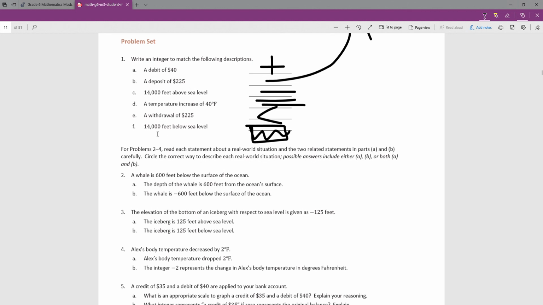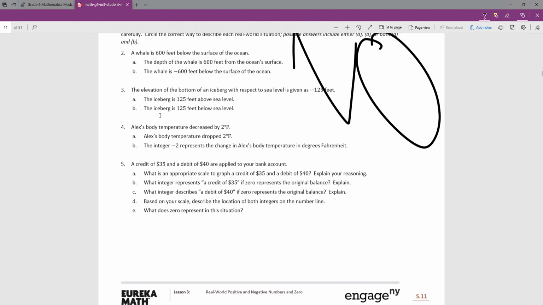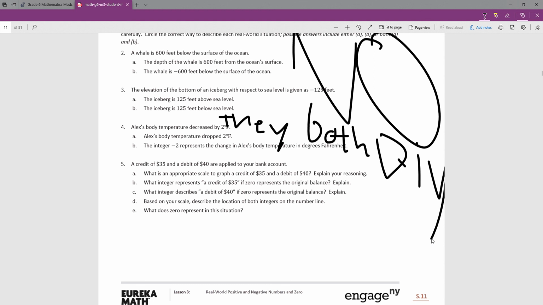For problems 2 to 4, read each statement about a real-world situation and the two related statements in part A and B carefully. Circle the correct way to describe each real-world situation. A whale is 60 feet below the surface of the ocean. No. The iceberg is 20. Oh, not the iceberg. You don't know how this ends. Just write, they both die. They both die. Yeah, they both die in that movie.